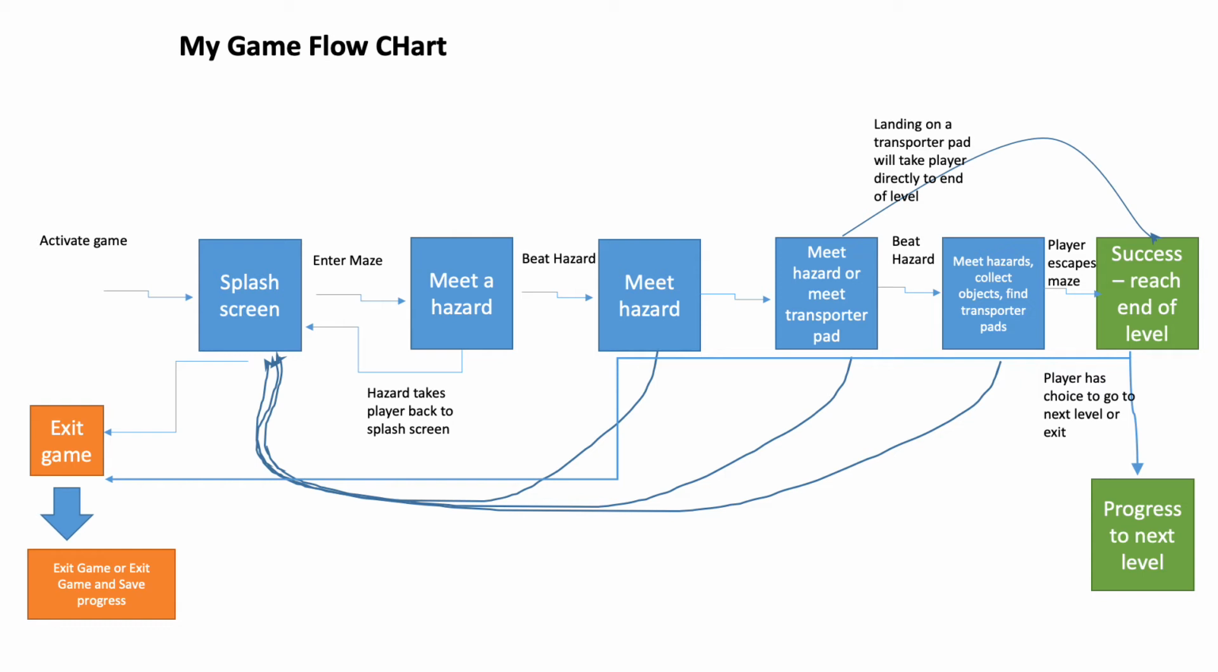Then in the maze we meet a hazard, which if we beat it we can move on to the next one, or we go back to the splash screen where we choose to continue or exit. And we go on meeting hazards, or we meet perhaps something good like a transporter pad that will take us directly to the end of the game, and that's signified by that curvy arrow at the top.